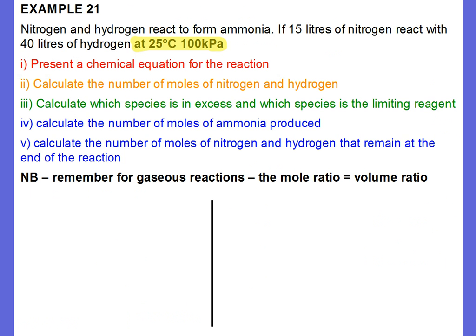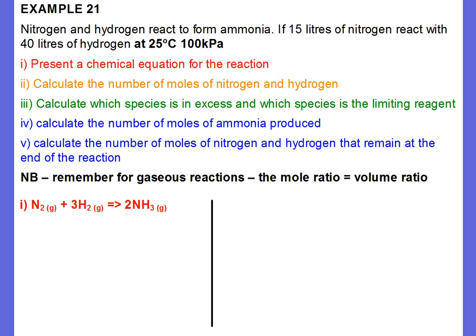So as an example, we've got example 21 from our notes. And example 21 says nitrogen and hydrogen react to form ammonia. If 15 litres of nitrogen react with 4 litres of hydrogen, it should have said at 25 degrees and 100 kilopascals. Please add that in. So if that reaction takes place, first of all, present a chemical equation for the reaction. Now, you should know that nitrogen and hydrogen are both elemental gases, they're diatomic gases. You should know the formula for ammonia, so pause the video and see if you can figure out the chemical equation for this reaction.